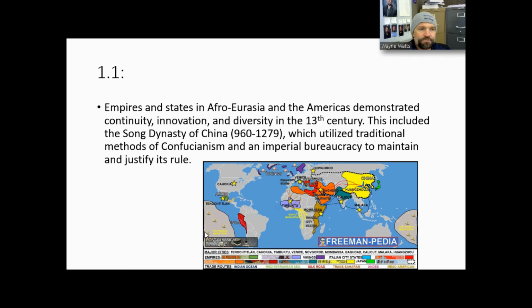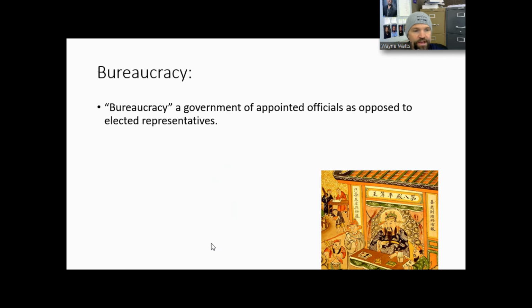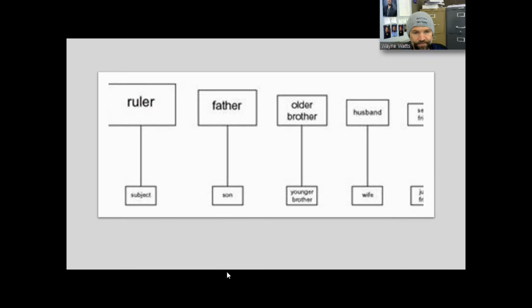So inside China, most people have this conception of the Chinese dynastic cycle, like one dynasty will come to power and there will be prosperity and success, but then eventually problems will start emerging and they will lose what they call the mandate of heaven and a new dynasty will come to power. The government in China was run through what's known as bureaucracy. A bureaucracy is a government of appointed officials as opposed to what we're more used to here in the United States, elected representatives. They were based upon this ideal of Confucianism.